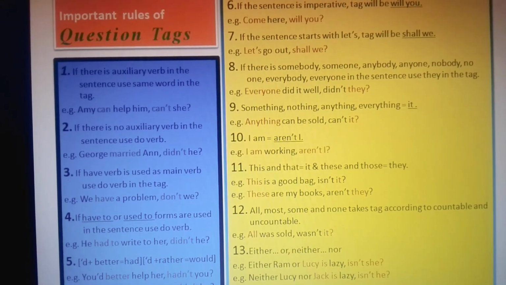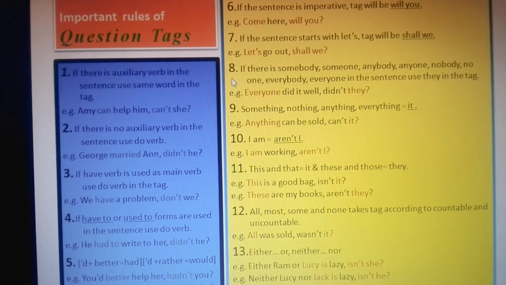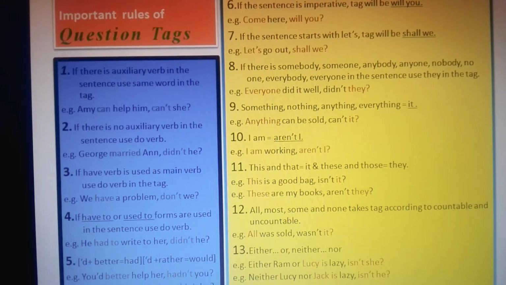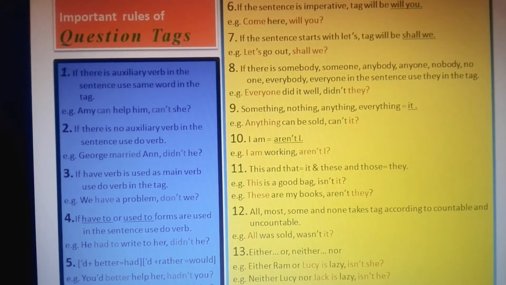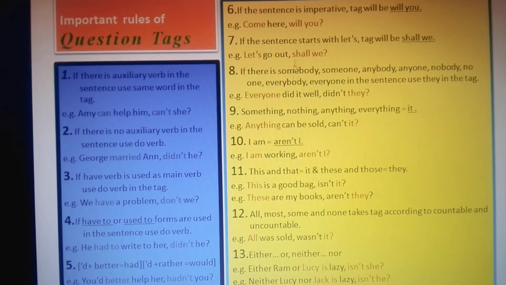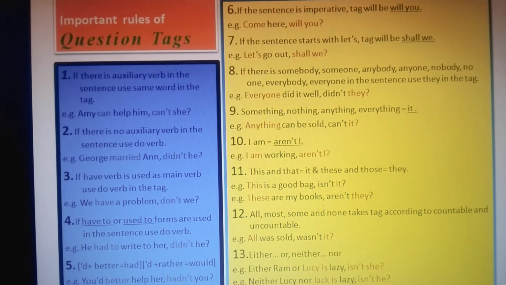Now number 8, if there is somebody, someone, anybody, anyone, nobody, no one, everybody, everyone in the sentence, use they in the tag. For example, everyone did it well, did not they? Everyone is equal to they.